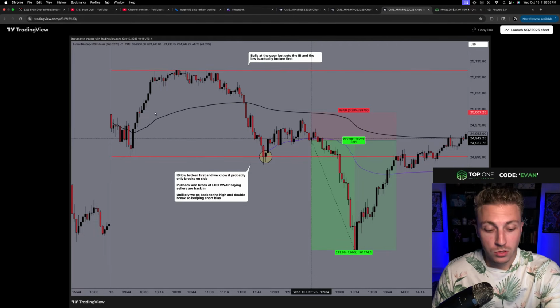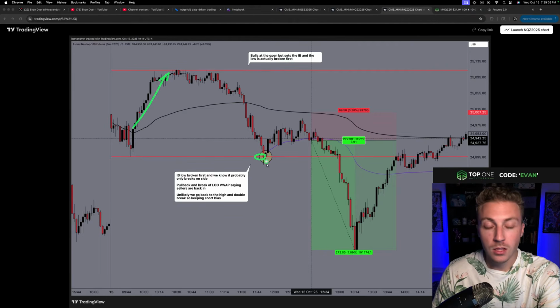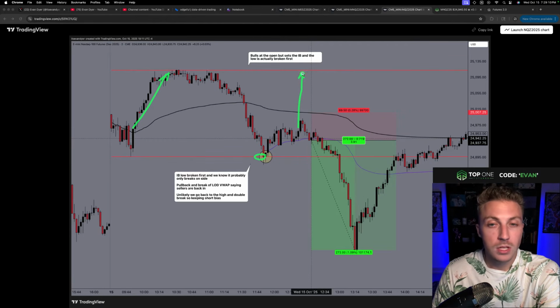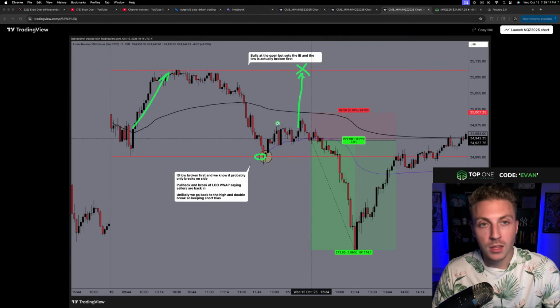We were looking bullish to start the day, right? But the initial balance low was actually broken first on that lower low that we made. So longs are out the window if they weren't already. But it's very unlikely that we would find the strength to move all the way back up towards that high and double break it because we took out the low here. We probably don't double break this level.